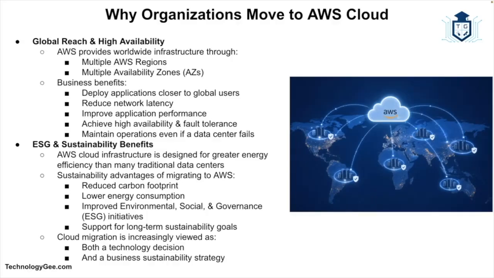And then there's ESG and sustainability benefits. So this is something that a lot of people overlook. Migrating to AWS can actually improve a company's environmental, social, and governance performance. AWS data centers are designed to be more energy efficient than traditional setups. And by moving to the cloud, companies can reduce their carbon footprint, lower energy consumption, and support sustainability initiatives. And in today's world, that matters a lot.